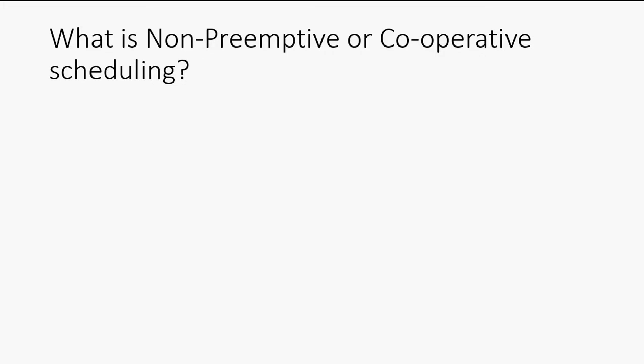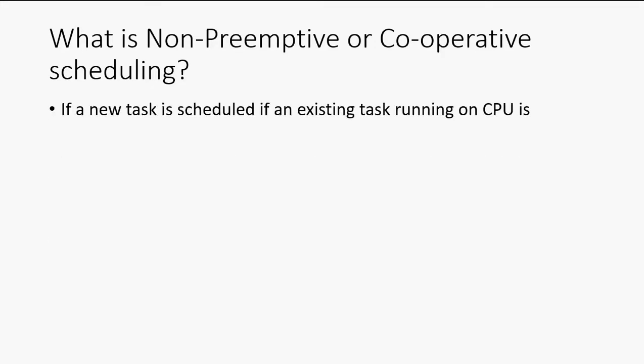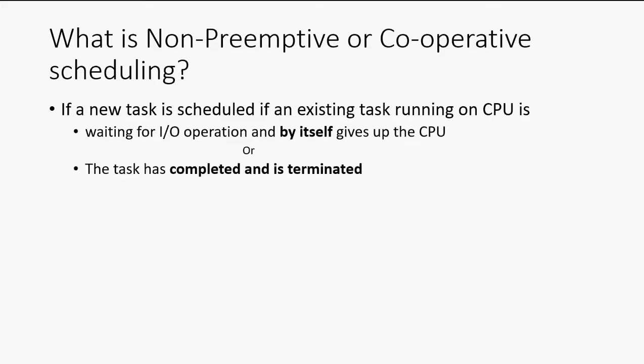Now, what is non-preemptive or cooperative scheduling? A new task is scheduled, that means given the CPU to run, only if an existing task running on the CPU encounters either of two conditions. Either it could be waiting for an IO operation and by itself gives up the CPU until that IO operation completes, or the task has completed and is terminated.